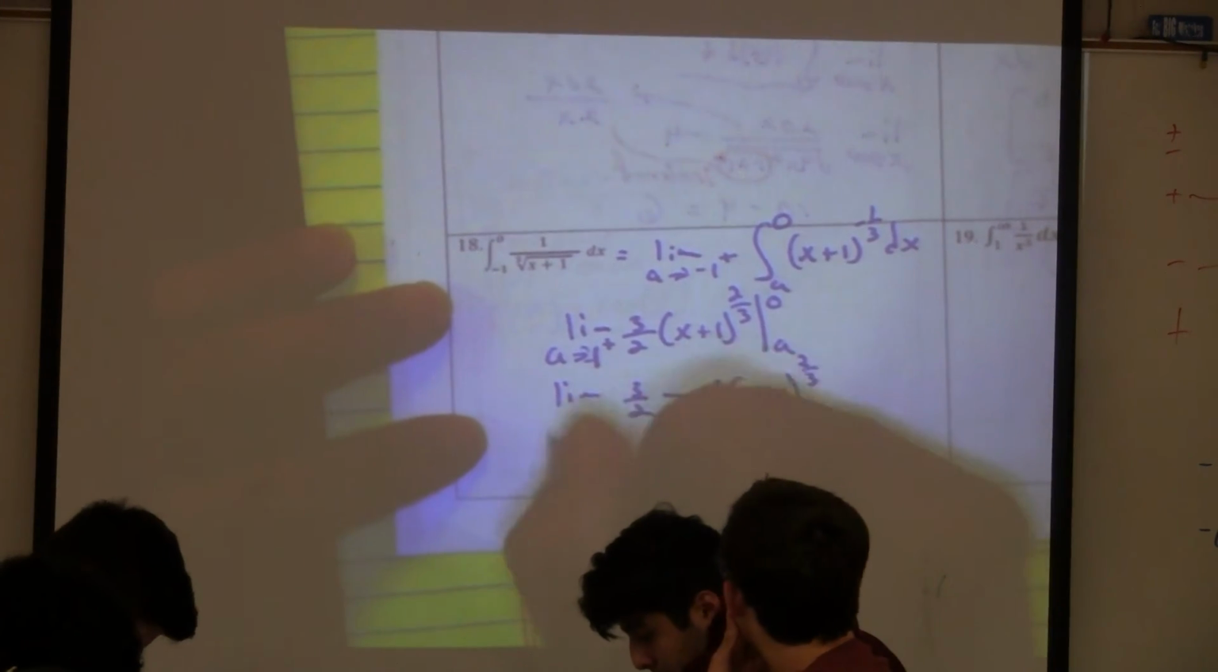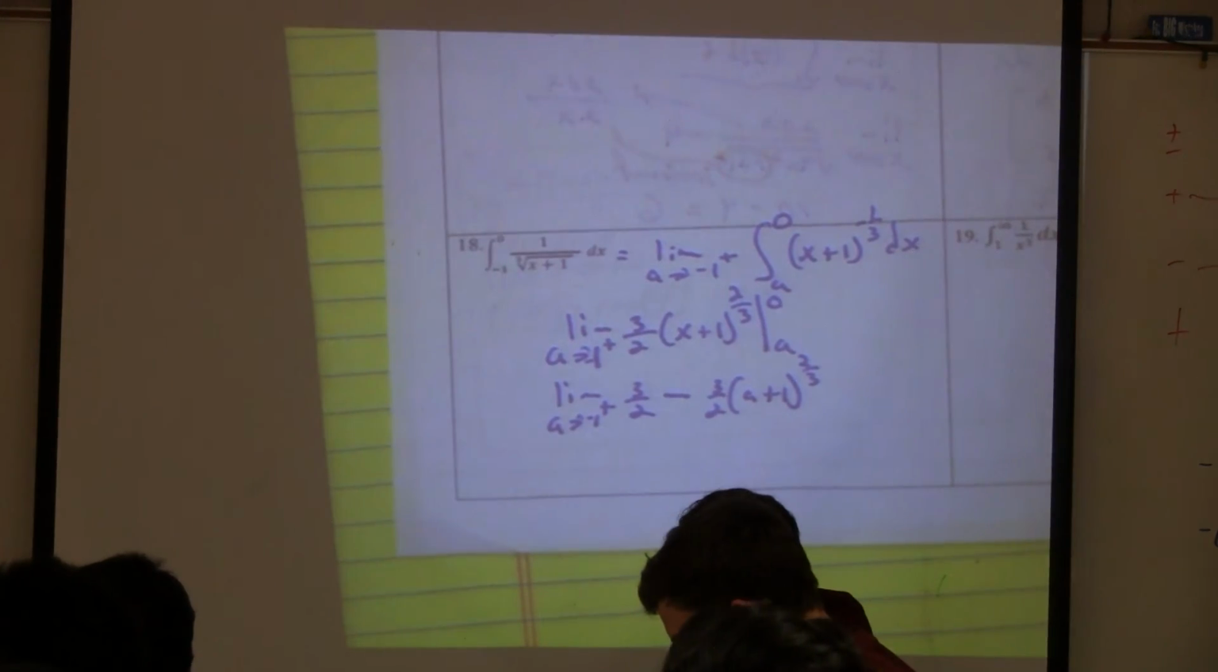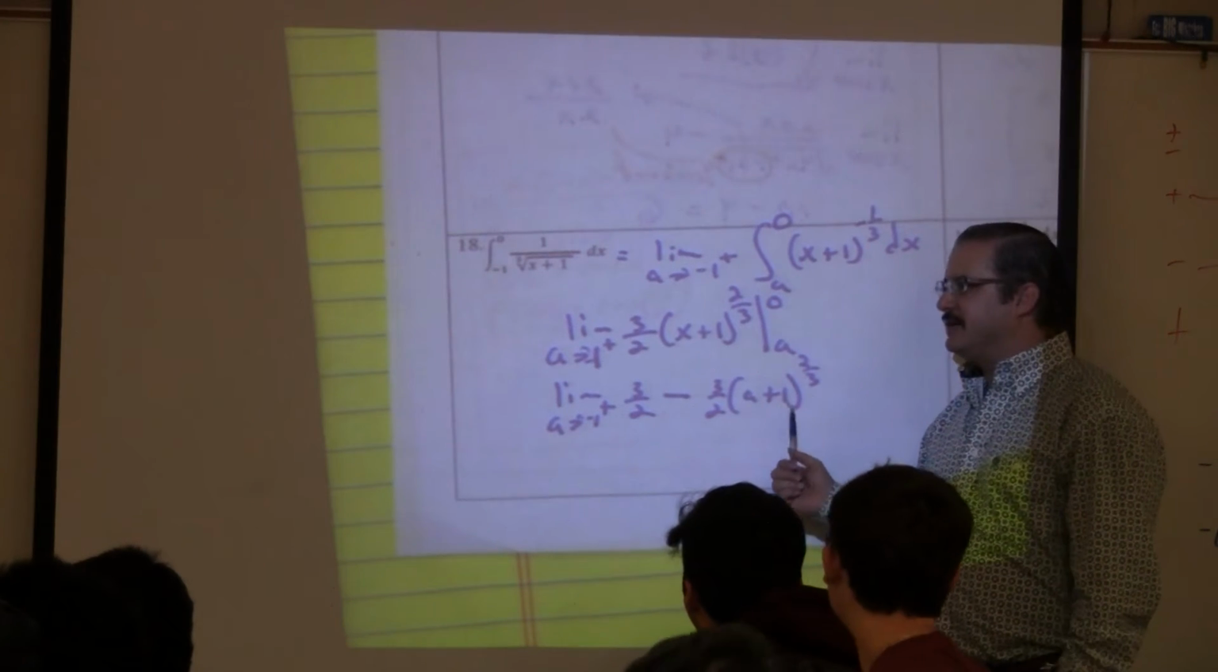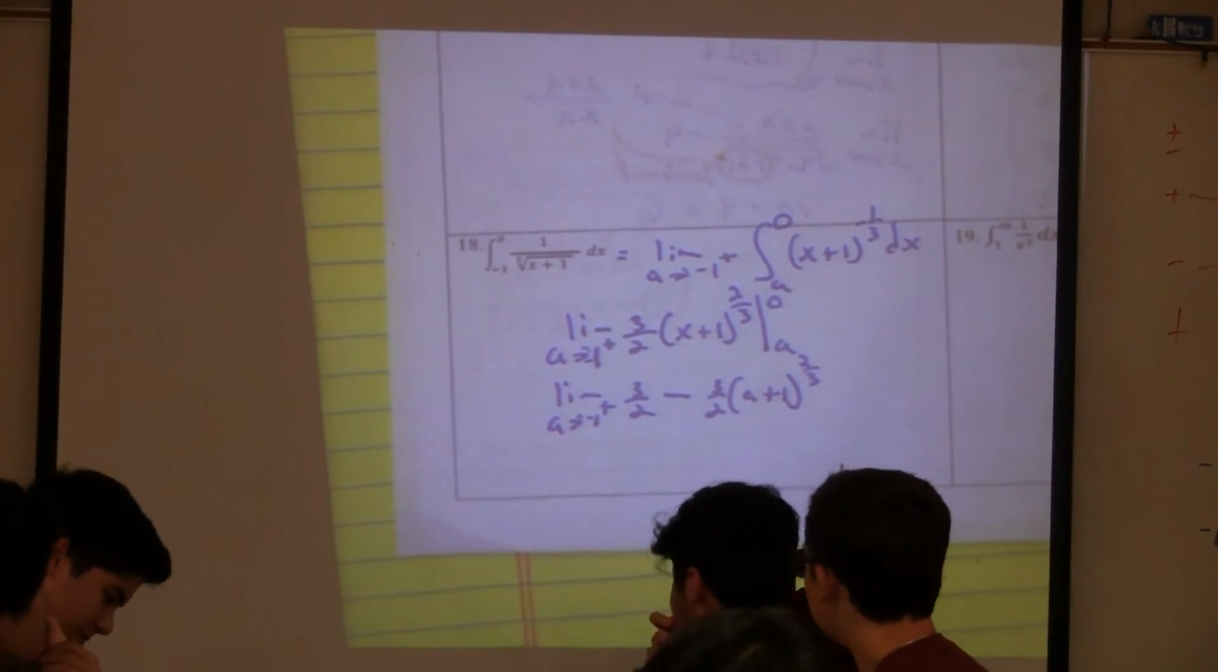And we want the limit as a approaches negative 1 from the right. So direct substitution. Plug in the negative 1. Negative 1 plus 1 is 0. 0 to any power is 0.